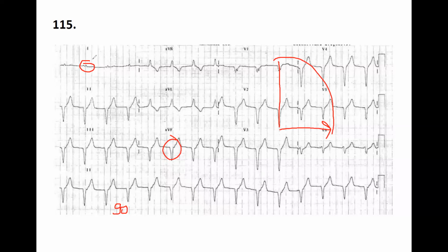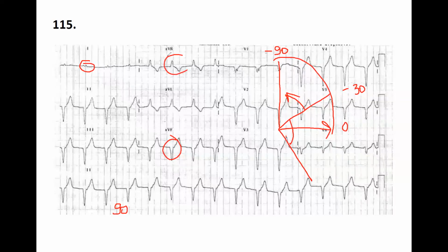Lead 1 is 0 or positive, okay? AVF is negative. You have to be here, between 0 and minus 90, okay? Another lead, you should look at lead number 2, because lead number 2 is exactly perpendicular to minus 30, okay? And you can see that this is negative. So that's an extreme left deviation.